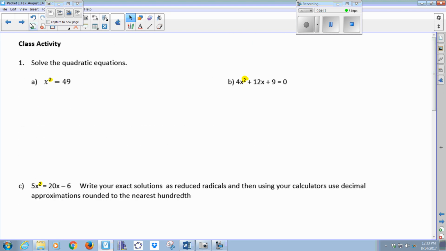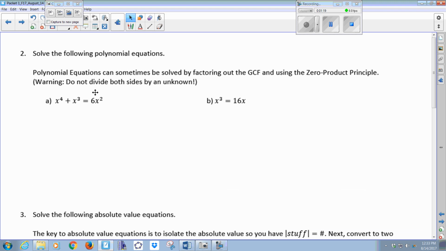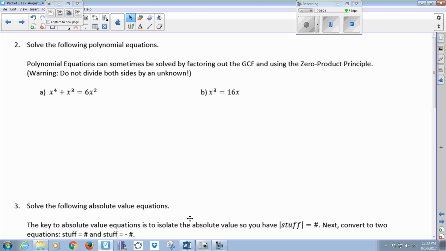Now, if we just take a look at the next type of equations on number 2, if you look across here, you notice that you don't have 2 as your highest power, you have a 4 in the first equation. So this is what we call a fourth degree equation. And in B, you have 3 as your highest power. So this is what we call a third degree or a cubic equation.